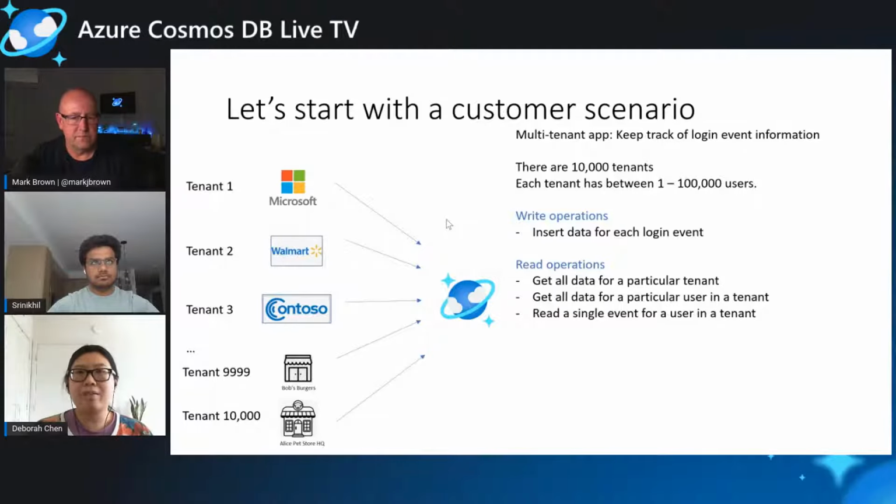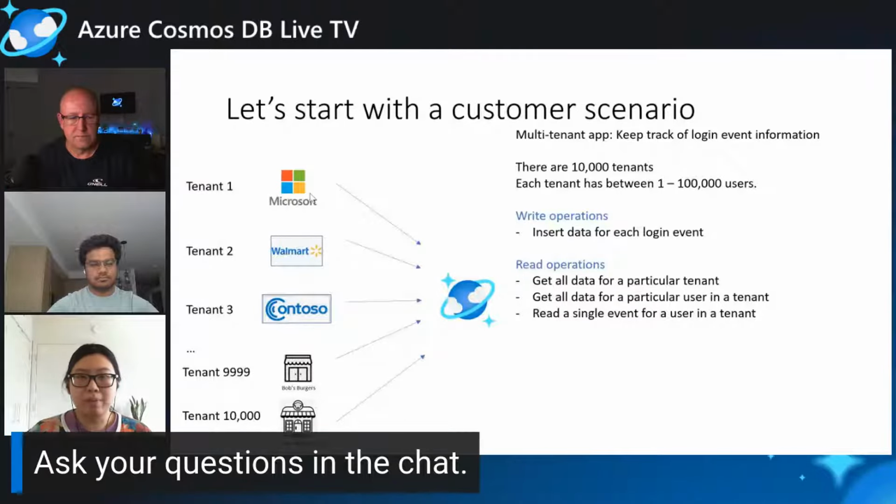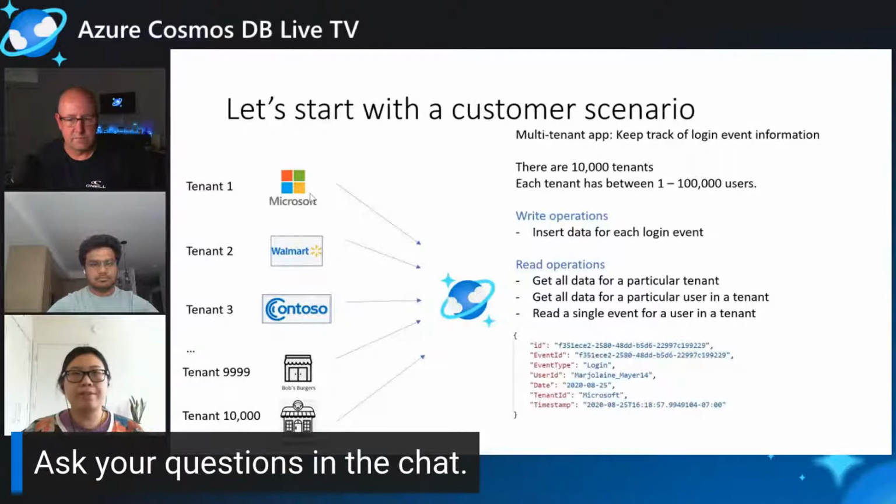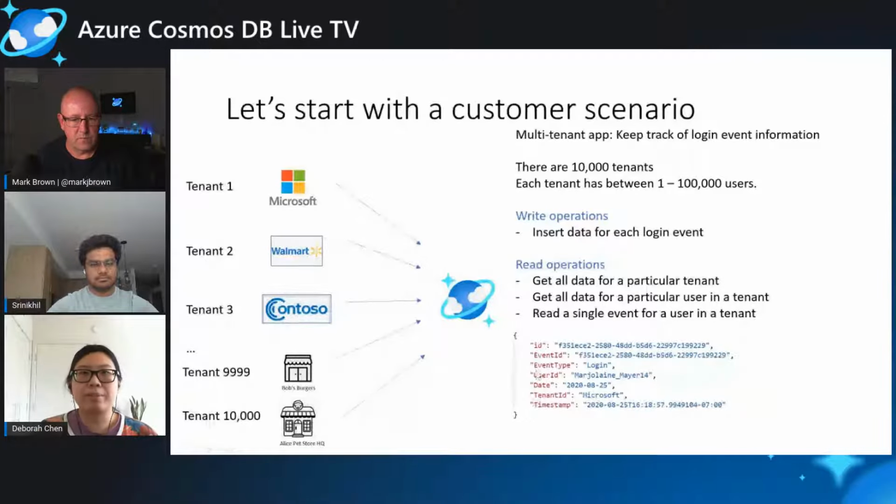And then we also have read operations. So the read operations we want for our multi-tenant scenario is we want to be able to get all data for a single tenant. We want to get all data for a particular user in a tenant. So I might want to get all the data for Alice in the Contoso tenant. And then, of course, I also want to be able to read single event data for a single user in a tenant, maybe given by some time or some other filter. And this is what a sample document could look like. So we'll have some notion of event ID, some notion of a user ID, tenant ID, and the timestamp.